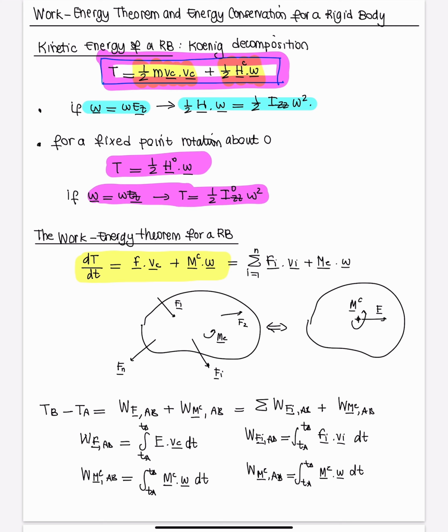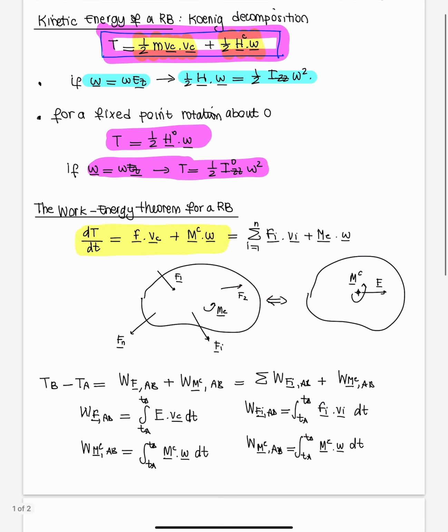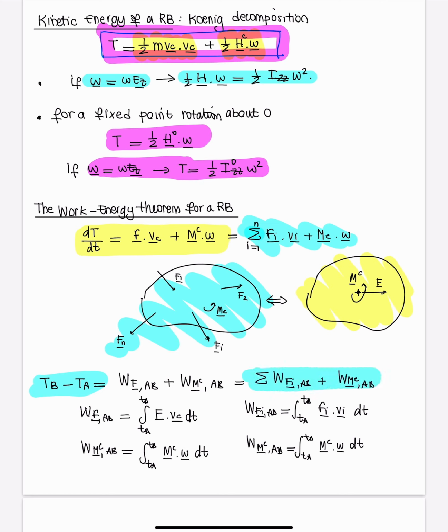These two systems are equivalent, so we can write the work energy theorem in terms of either the first system, this one, or the second system. Okay, and so integrating now this expression, we get that the change in kinetic energy is equal to, in the case of the blue, the work of each force plus the work of the couple, and in the case of the first form, the yellow form, that's the work of the sum of the forces plus the work of the sum of the moments, or the resultant moment about point C.